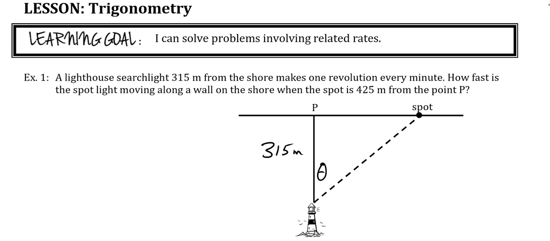When the spot is 425 meters from point P. So what else is changing in this question? Well, I suppose the hypotenuse is changing, but we're not given any information about it. And it says, how fast is the spotlight moving along the wall? So the spotlight is going to be moving along the wall. The spotlight doesn't rotate like this. So this distance is what is changing.